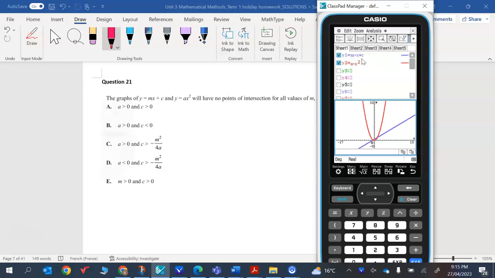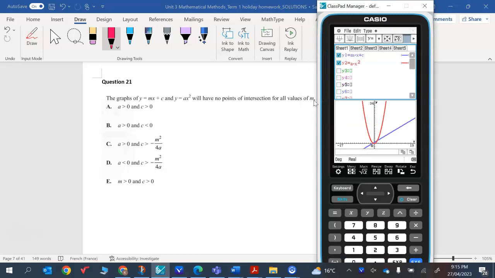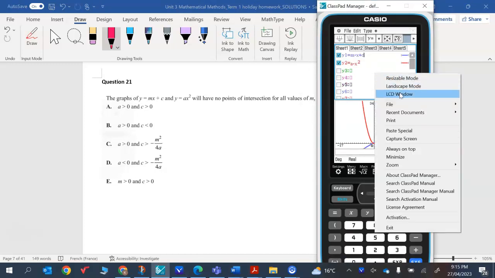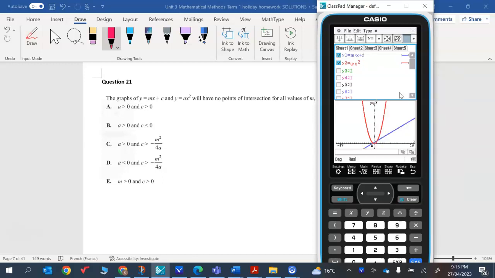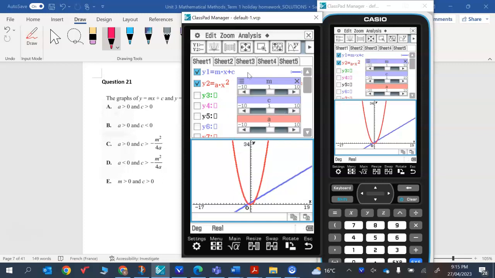So you can see here in blue, and I don't think I can make this any bigger, can I? Let me just, whoops. Let's get rid of it. It's right click, I think. Okay, there we go, that's a bit better. All right, so we've got y equals mx plus c, and then y equals ax squared. If we were to graph it, using the second one, the sliders will come up.